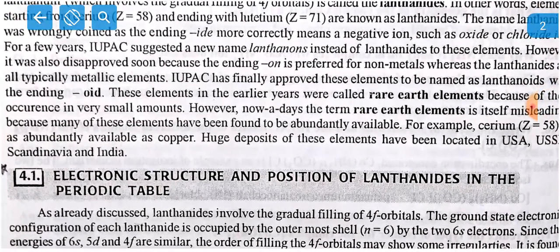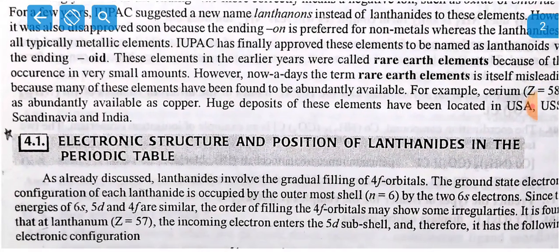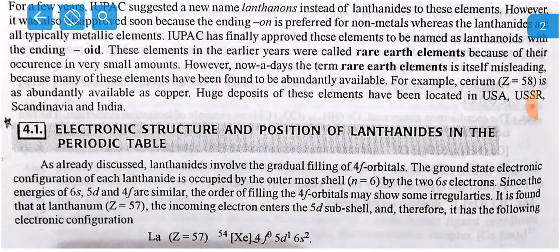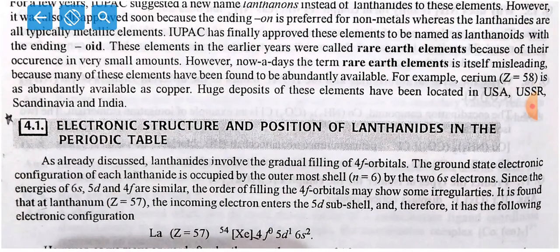These elements in the earlier years were called the rare earth elements because of their occurrence in very small amounts. However, nowadays the term rare earth elements is itself misleading because many of these elements have been found to be abundantly available. For example, cerium, Z equals 58, is as abundantly available as copper. Huge deposits of this element have been located in USA, USSR, Scandinavia and India.